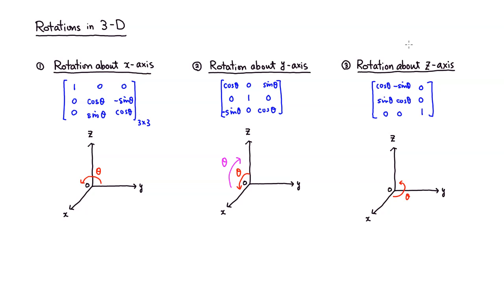The middle one is a little bit tricky because it rotates the other way around, but we can easily fix it by switching the sign on the sine. The other ones are pretty straightforward. That's it. I hope that this was clear.